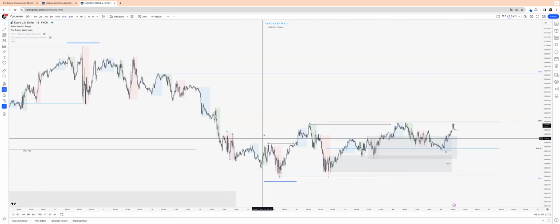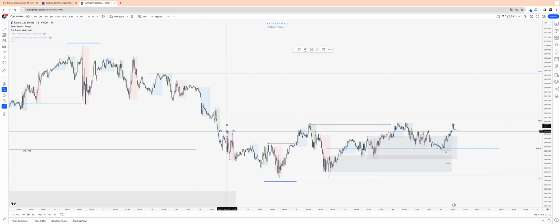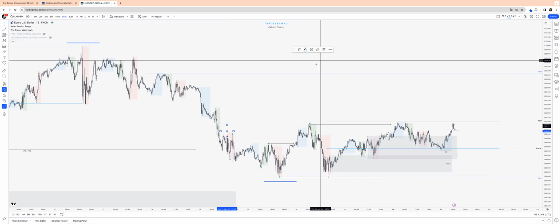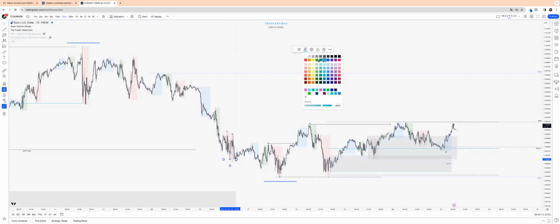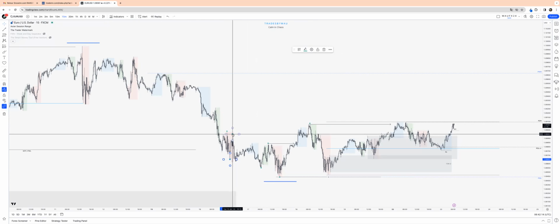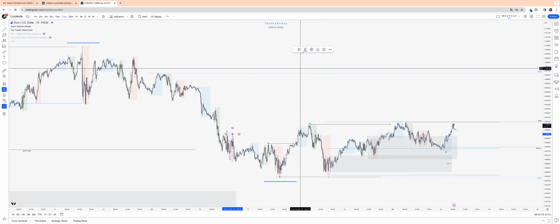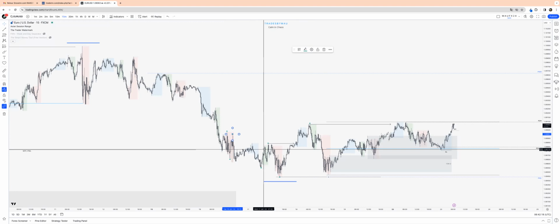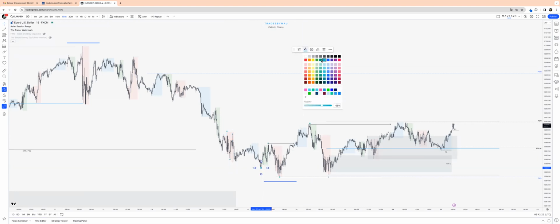Oh, there it is actually. Should have made this a 1 hour with the green color. Almost done. Chart hygiene and clarity is important.